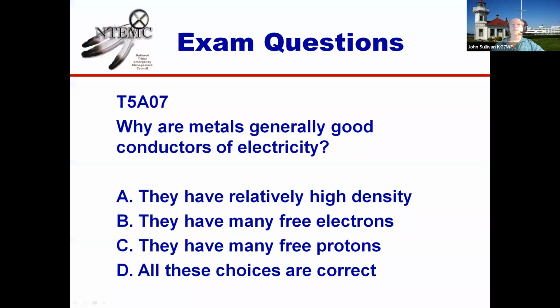All right, well, let's take a look at some of these questions. Why are metals generally good conductors of electricity? Remember we talked about how those electrons bump into each other and move around? That's because good conductors have many free electrons.